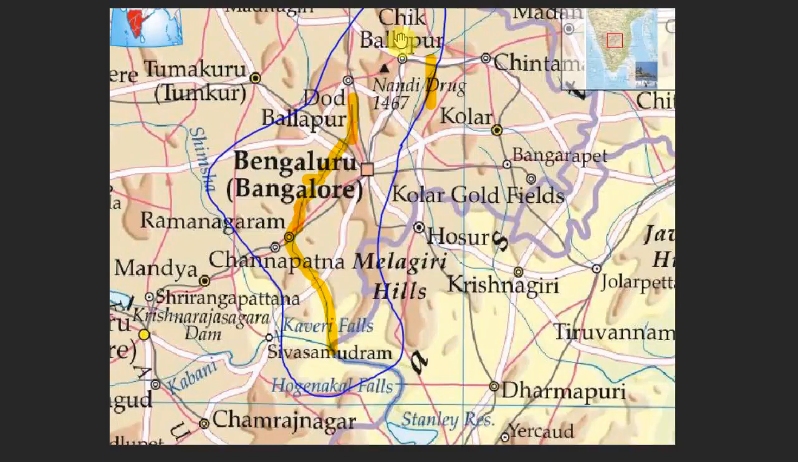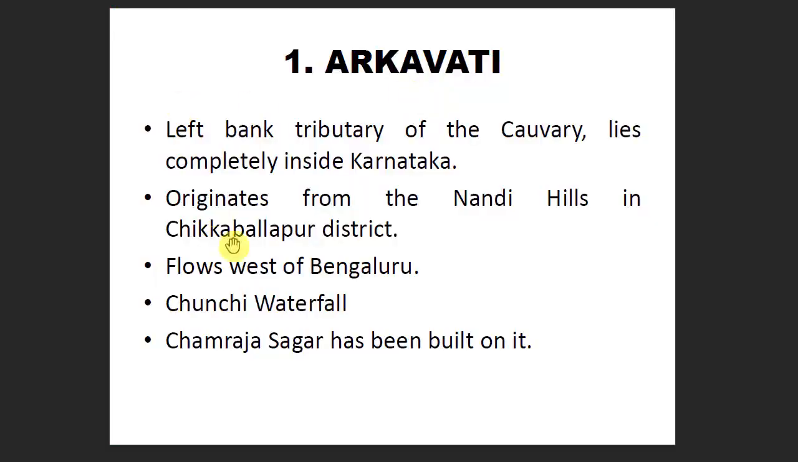So the Arkavati originates from near the Chikkaballapur district in the Nandi Hills region, about 100 kilometers north of Bengaluru, and then it flows westwards of Bengaluru from the Channapatna region and joins Kaveri at Sivasamudram Falls. And quite south, as we see, just as the river enters Tamil Nadu, we have the Stanley reservoir. So it originates from the Chikkaballapur district, which is an upcoming industrial region, and has the Chunchi waterfall, and Chamaraja Sagar has been built on it.